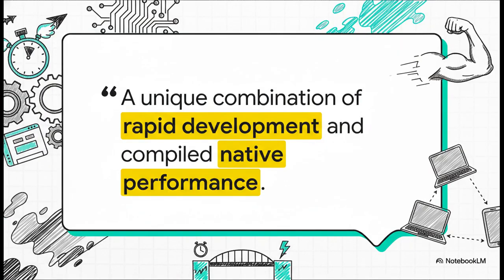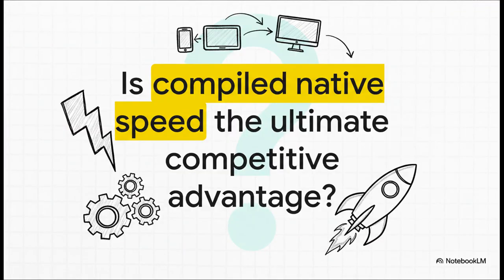And this quote really gets to the heart of it. It's not just about developing fast, and it's not just about raw performance. The real magic here is that you get both of those things at the same time without having to make a big compromise. So that kind of leaves us with one last thing to think about. In a world that's just jam-packed with different frameworks, all of them promising to let you build for multiple platforms, maybe, just maybe, the ultimate competitive advantage, the thing that matters most for your app and your users, is pure, raw, compiled native speed. What do you guys think?